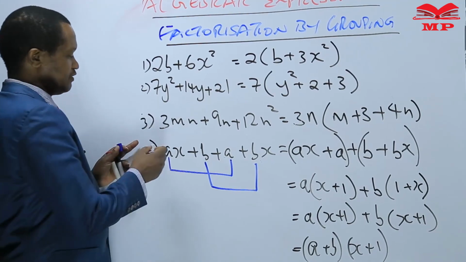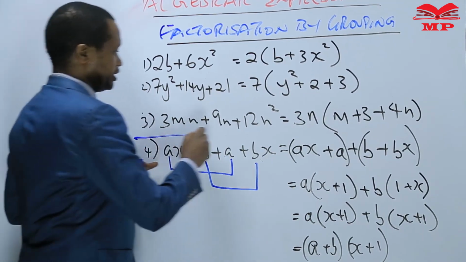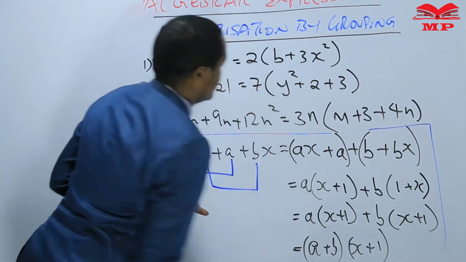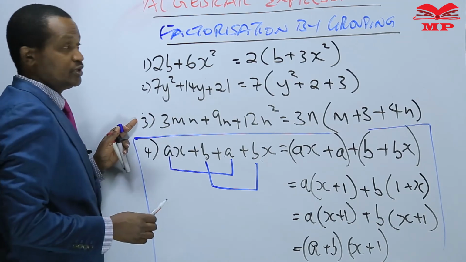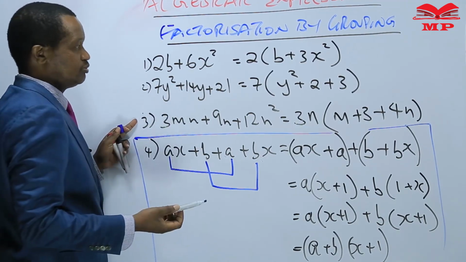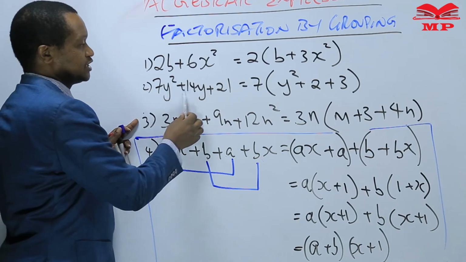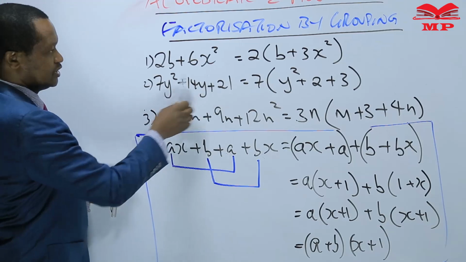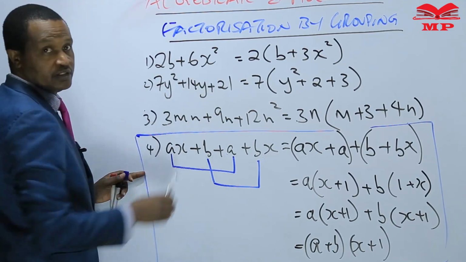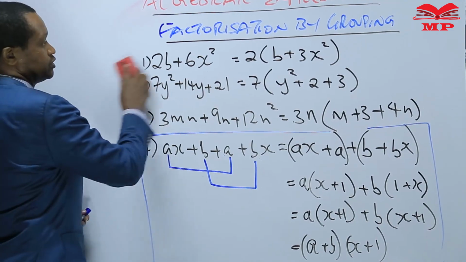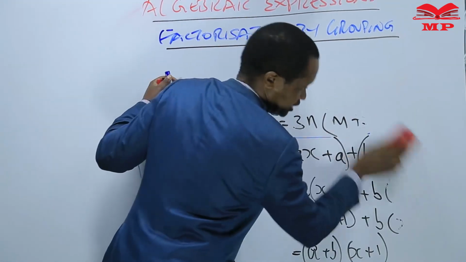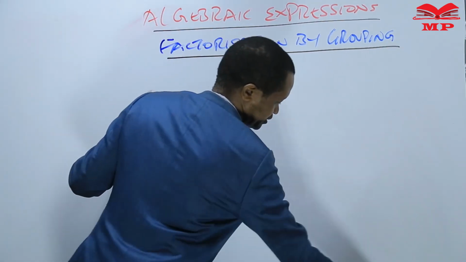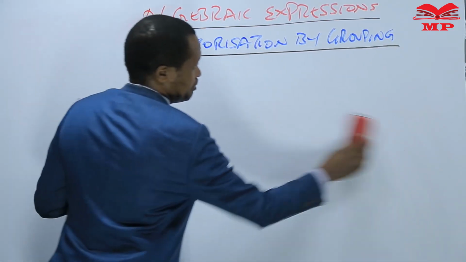Here, in 4, we've done factorization by grouping. But in 1, 2, and 3, this is how we've been doing in our previous lessons. We don't need to group, because there are common factors appearing in all the terms. Learners, let us have more examples on how to factorize by grouping.